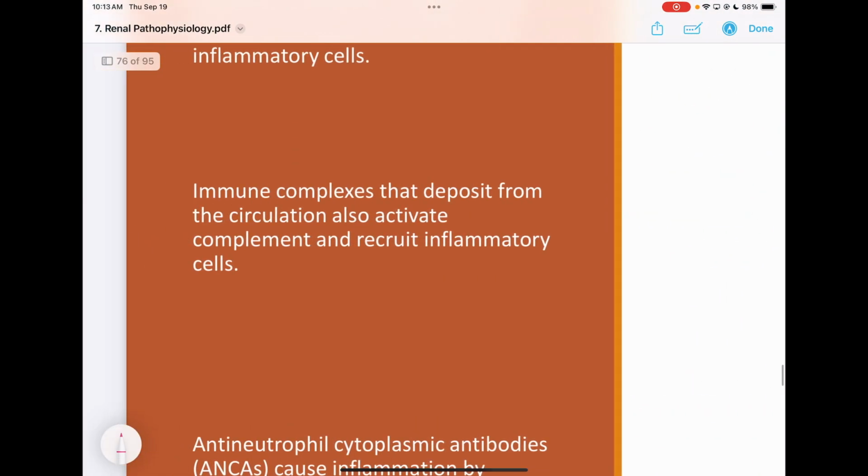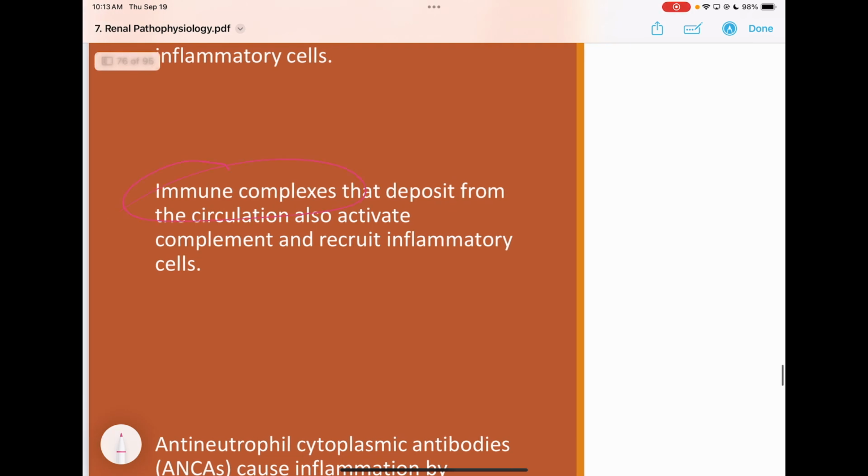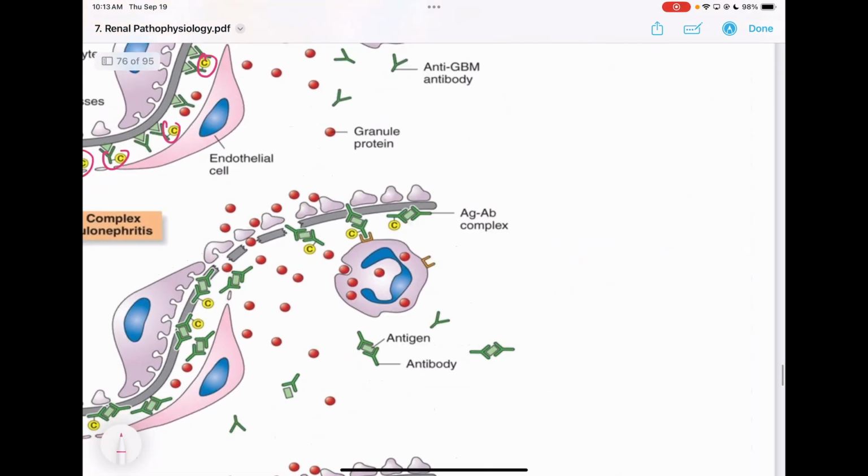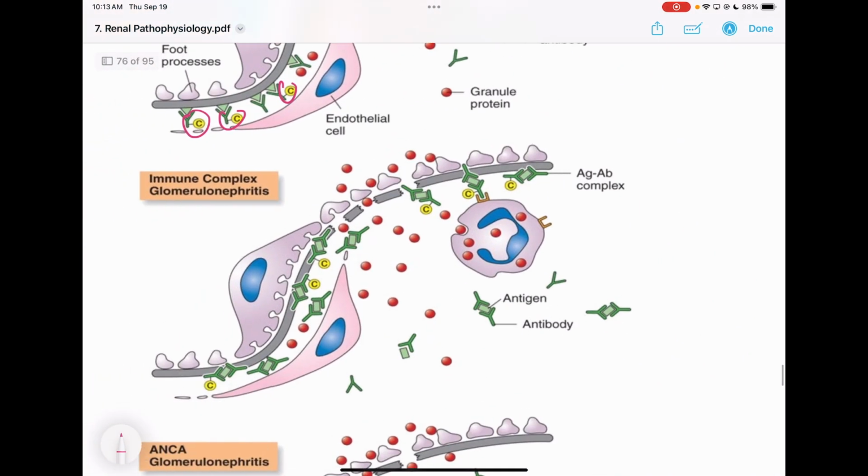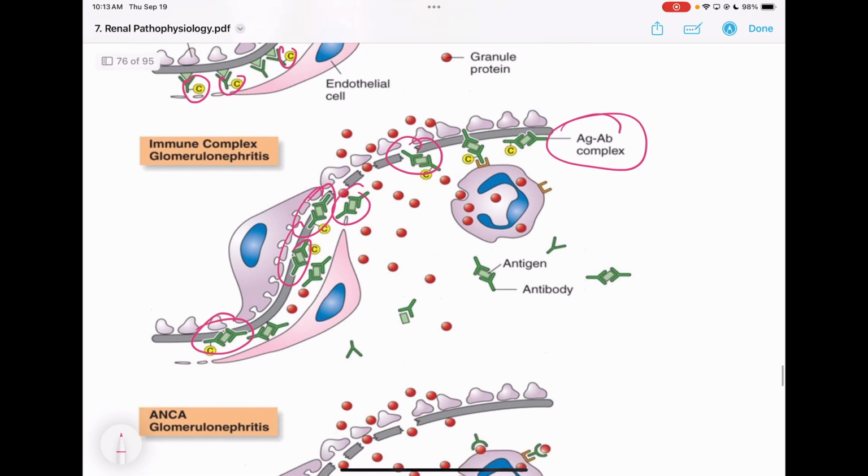Immune complex glomerulonephritis. Those immune complexes get deposited, and they recruit cells. There's your antibody-antigen complex. And now they start creeping inside into the walls. You see along the basement membrane, they're getting in there. Okay? So this is immune complex glomerulonephritis.